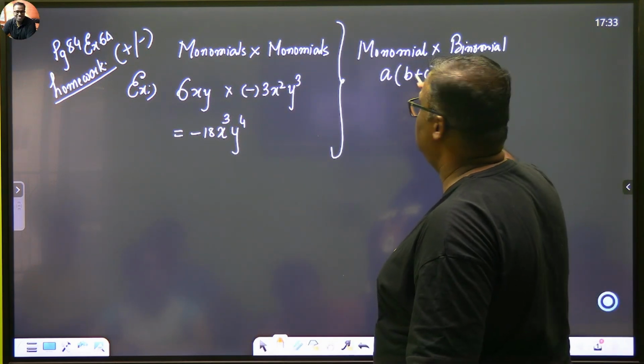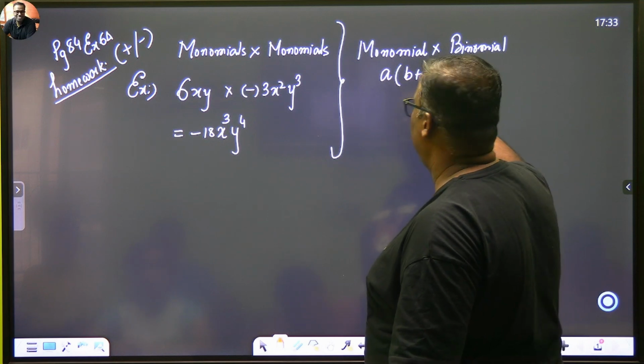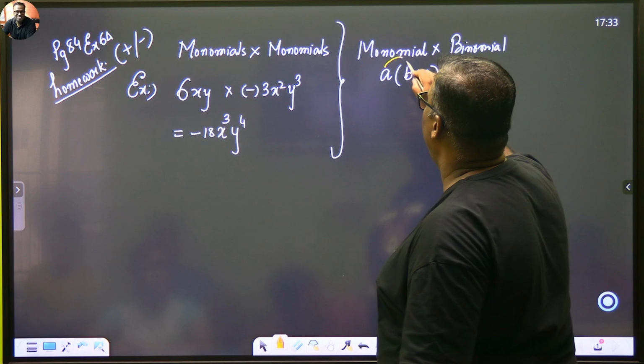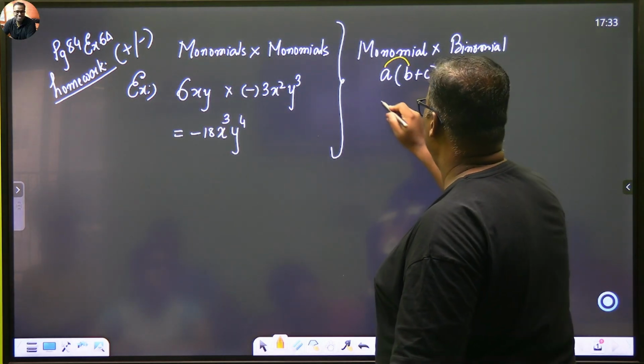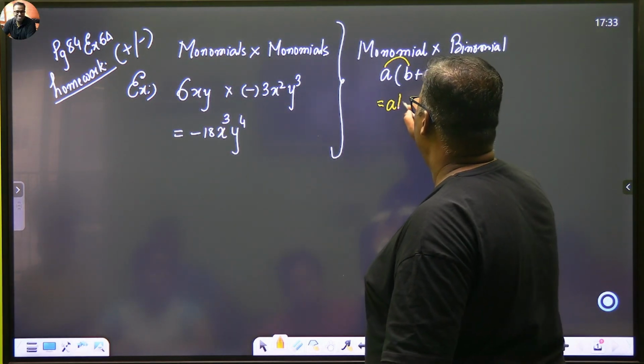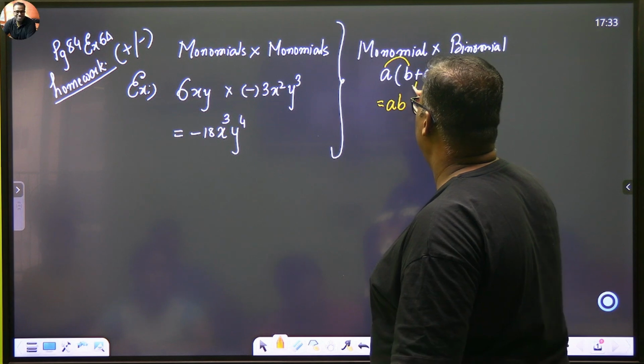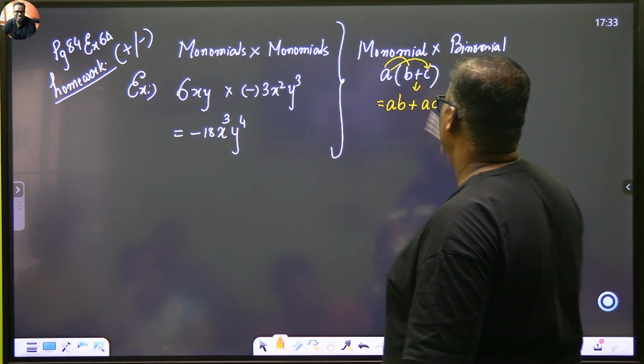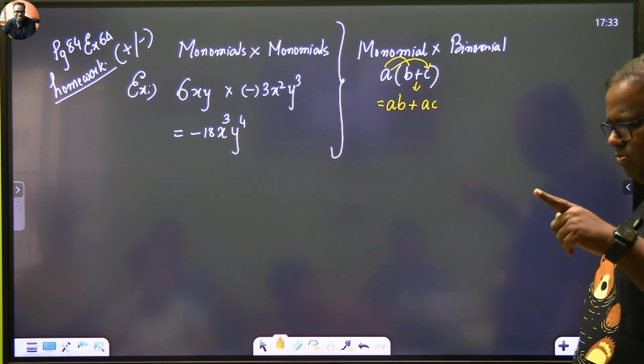A will first get inside the arena and A will raid the bracket. How does A raid the bracket? A will first multiply with B. So what do I get? I get AB. And then whatever is the symbol here, that straight away comes down. That is plus. Then A goes and raids, A into C. Have you understood? So shall we take up one example on this?